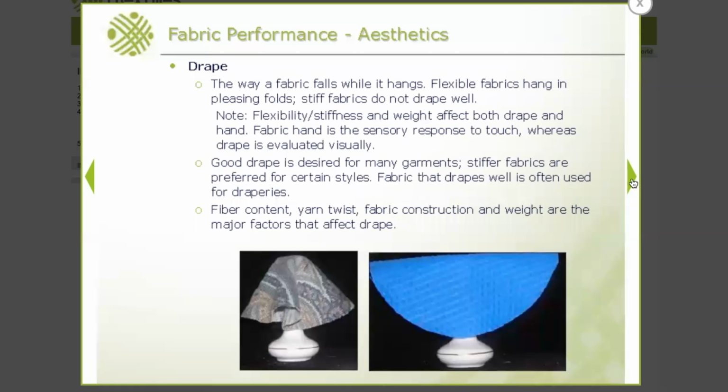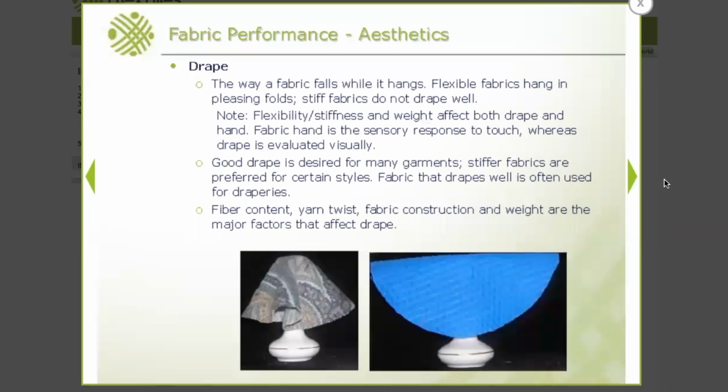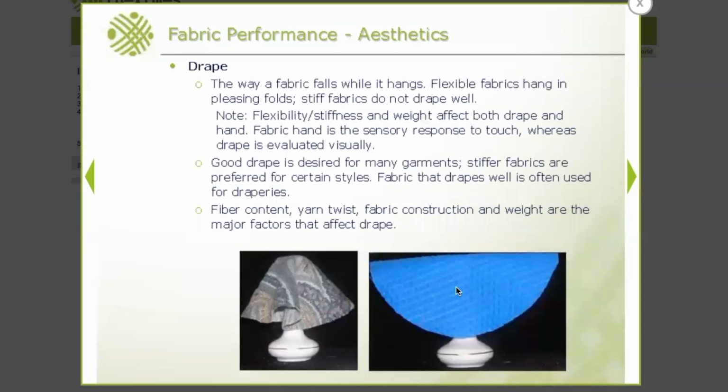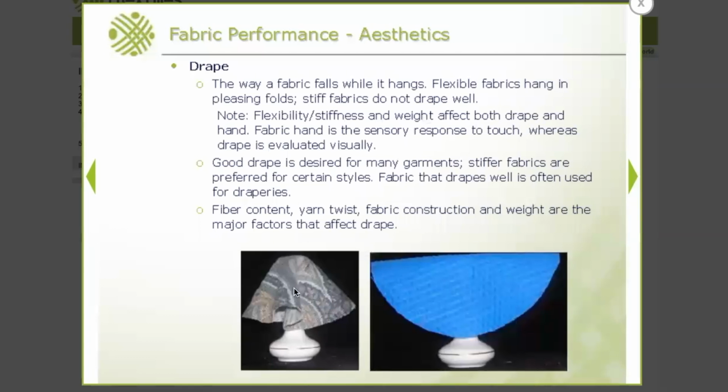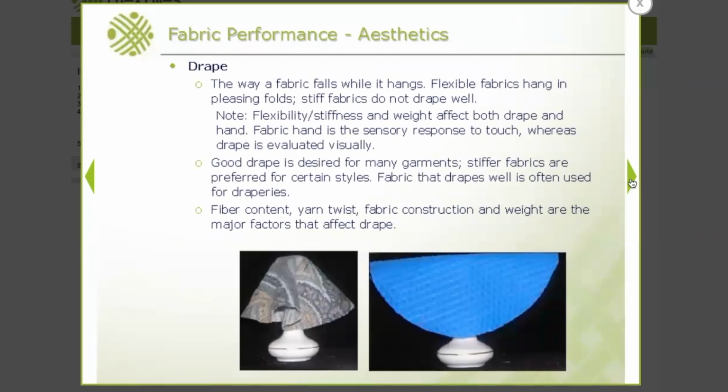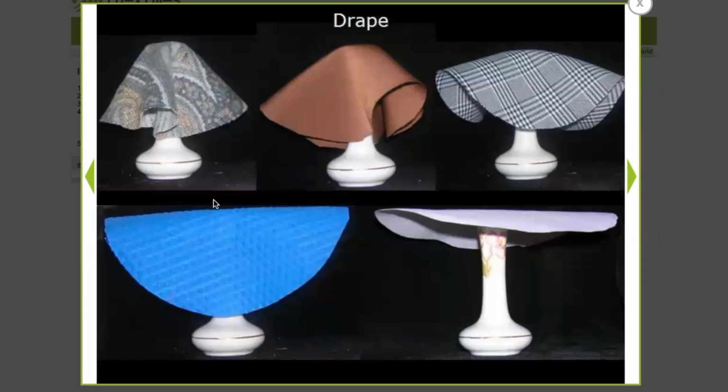Drape is the way a fabric falls or hangs. Stiff fabrics like this will have no drape, and fabrics that have a little more drape will flow like this, right? So these are different levels of drape. This is almost 0 drape. It's very stiff. This is a little better. This has a little more drape, a lot more than this, and then this has the most drape.